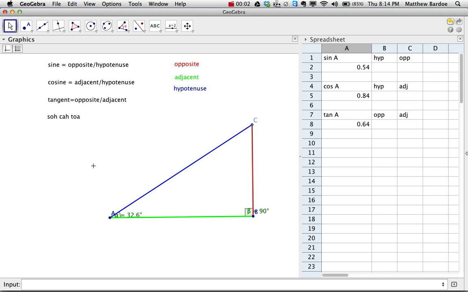Hi, this is Dr. Barno, and I want to give you a slower introduction to sine, cosine, and tangent. The situation we're going to look at here is a right triangle.